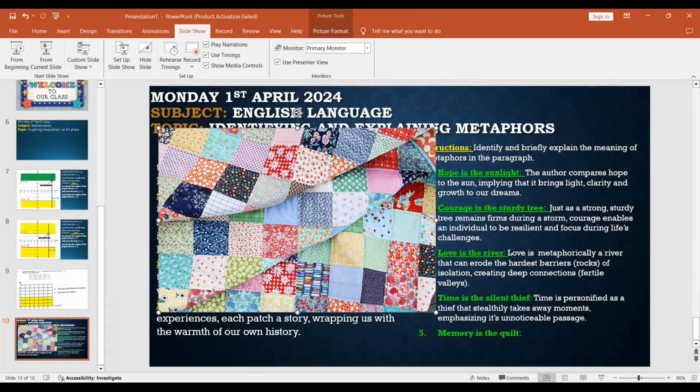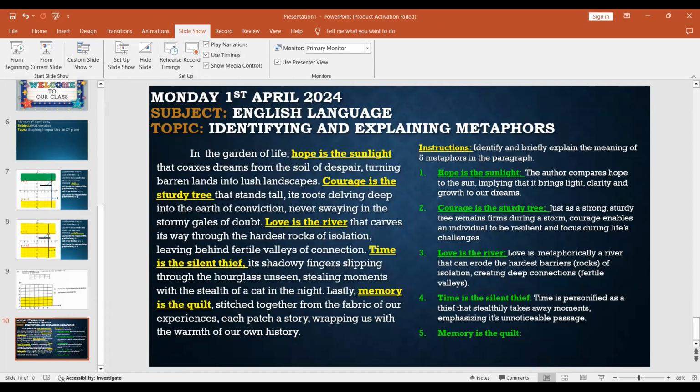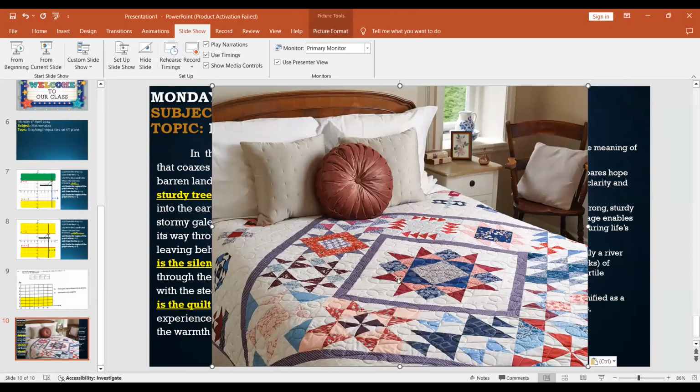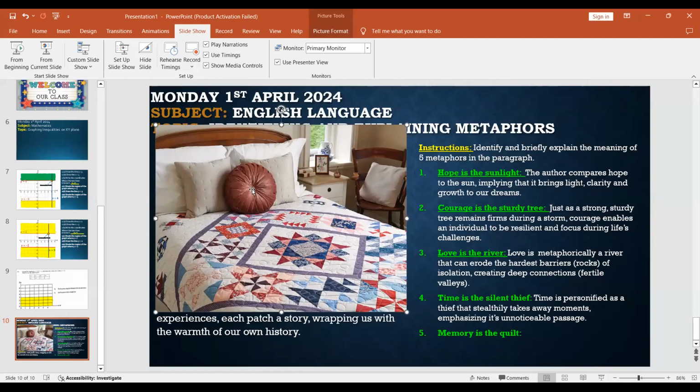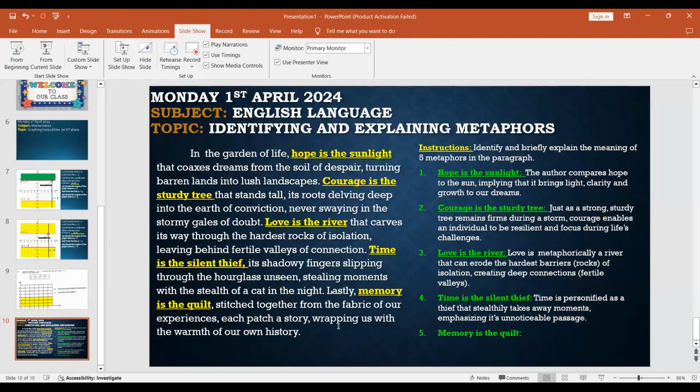So these are quilts, right? Sometimes it's for decoration for the bed. This is a nice bed that has a quilt on it. Pretty neat, right? Imagine coming to a room that looked like this. So memory is the quilt. What does a quilt provide? Warmth, comfort, coziness. So how can we compare that to memory?